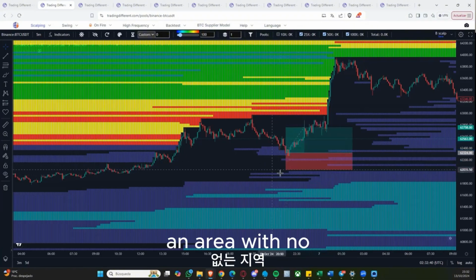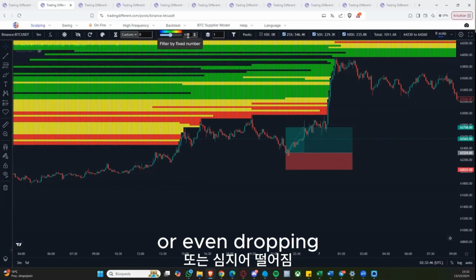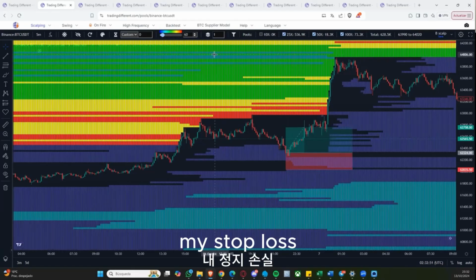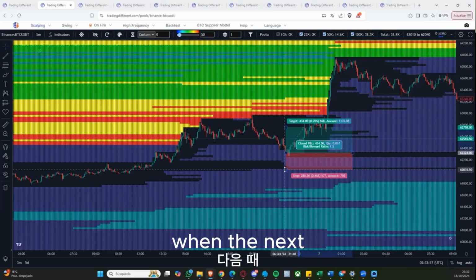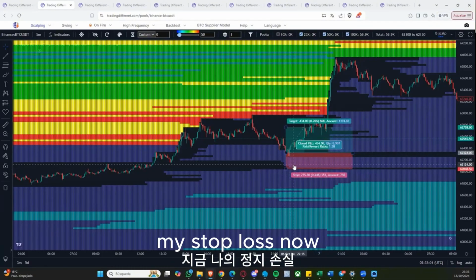Even if there is an area with no liquidity, by lowering the volume I get greater precision. With liquidity of 60,000 or even dropping to 50,000, it is clearly seen. If I place my stop loss here, it makes sense to take me out as the price would go to the next pool. The stop loss should only be triggered when the next liquidity zone is reached. This is how I correctly set my stop loss.